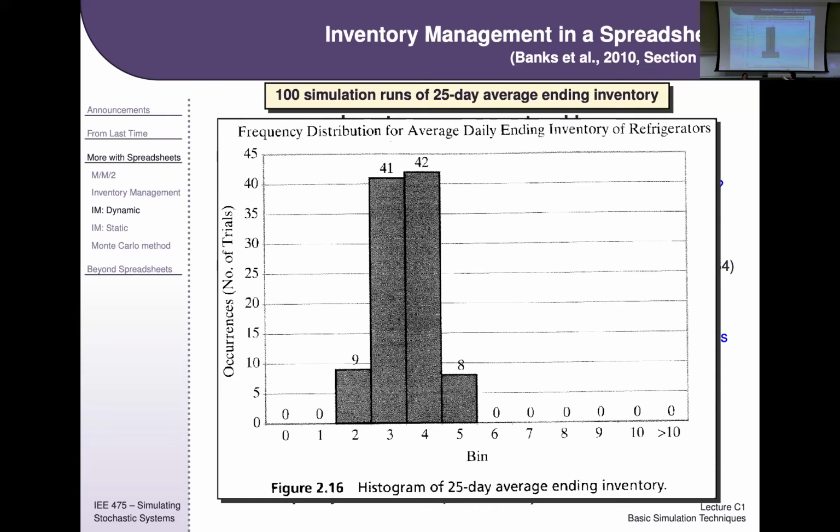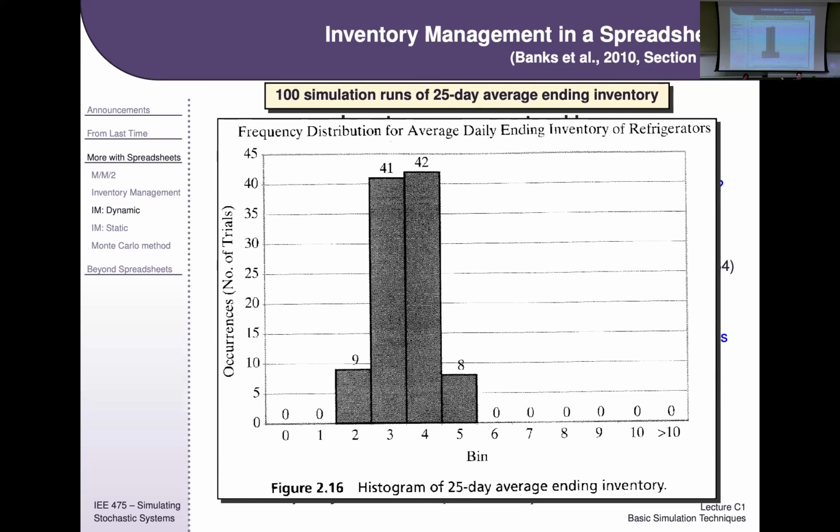What is the risk of that? I see that there's pretty much no risk that the average over 25 days is ever going to be 0. But it also shows me that I'll never have more than 10 in that average over 25 days. So there are a lot more interesting questions I can ask about this distribution.